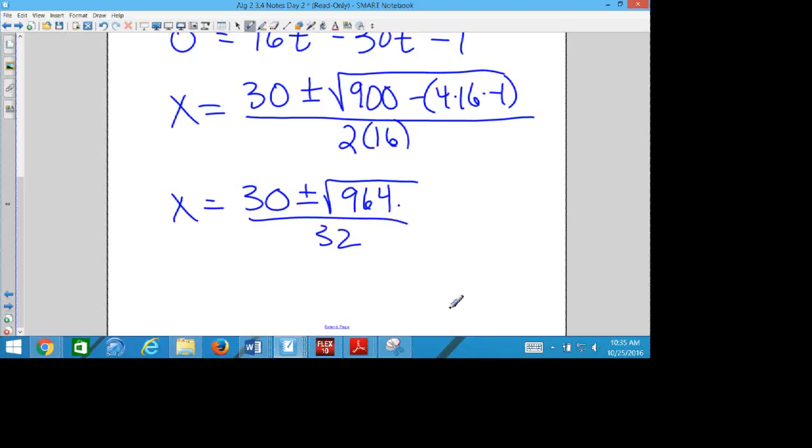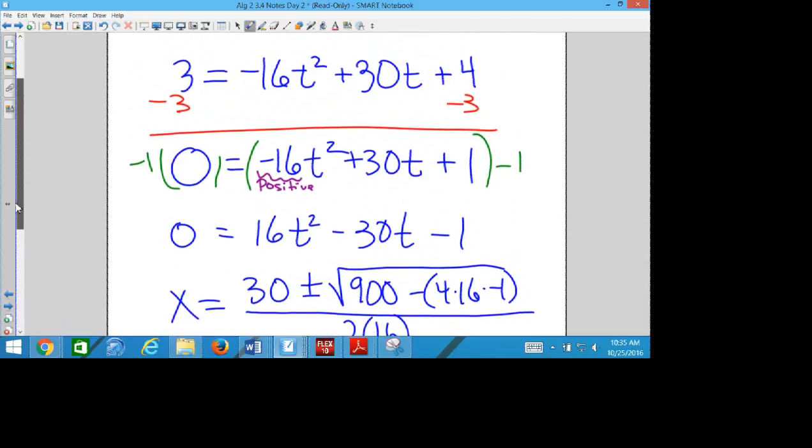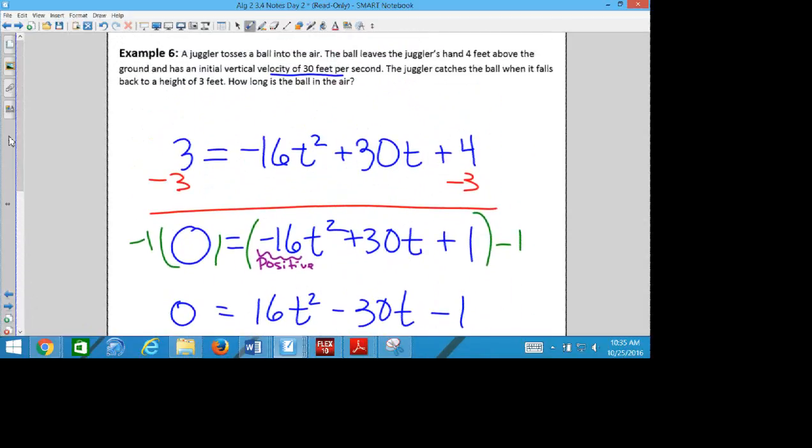Is the square root of 964 a number that square roots nicely? Well, type it in your calculator. Do you know what the square root of 964 is? Does that type in and give you a nice easy answer? No. So let's think about this. What kind of answer am I looking for? This is a real life example. It's not imaginary, that's good. That means there is an answer.